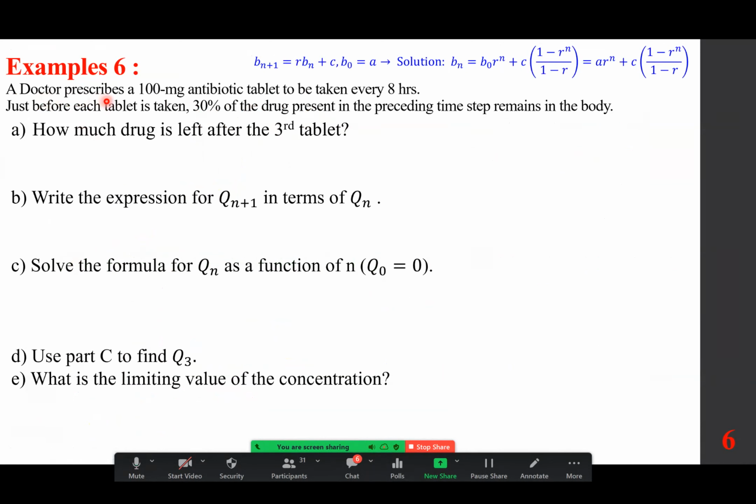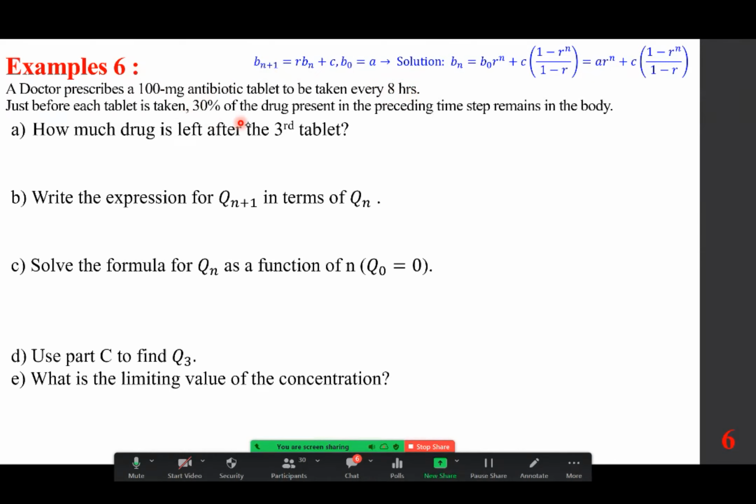A doctor prescribes a 100 milligram antibiotic tablet to be taken every 8 hours. Just before each tablet is taken, 30% of the drug present in the preceding time step remains in the body. So we are dealing with prescription, medication, and patient situations such that we have a constant amount being added at a time step of 8 hours. This is extremely important, doesn't enter any of the calculations, and 30% remains.